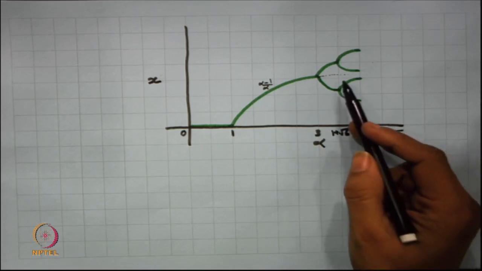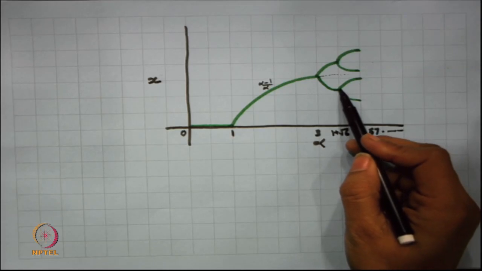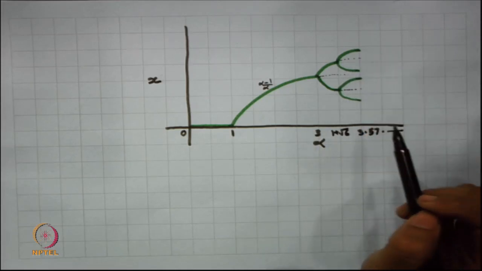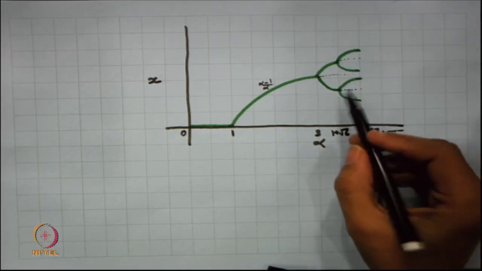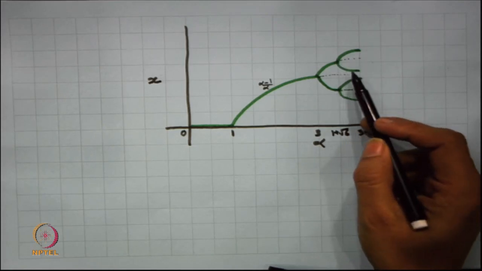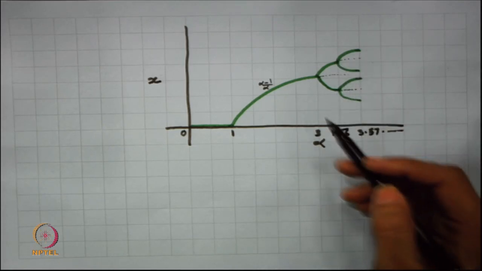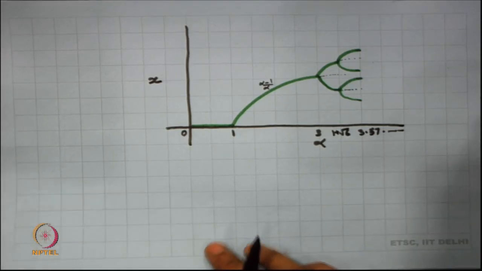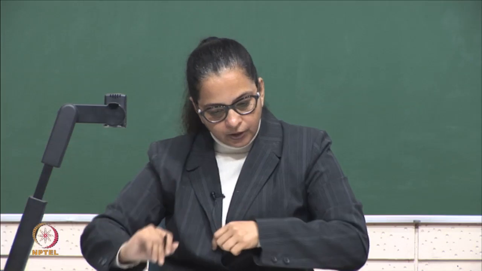So, at 1 plus root 6 you find that this periodic orbit also loses its attractiveness, right, it becomes a source here. And so, what you find is that there is another period 4 orbit here, and this period 4 becomes attracting. Now, we find that this continues till approximately the value of alpha being 3.57. So, we try to look into this fact, so 3.52.